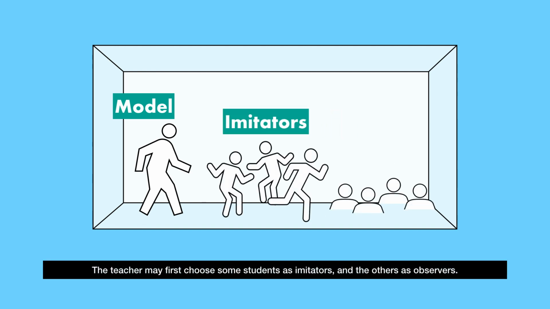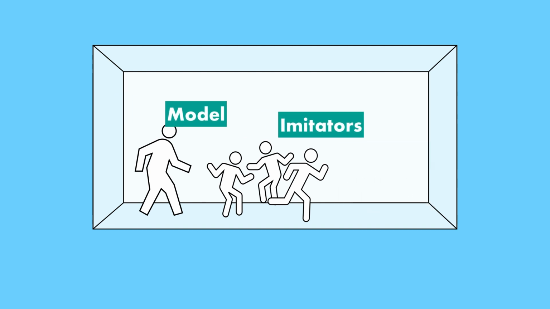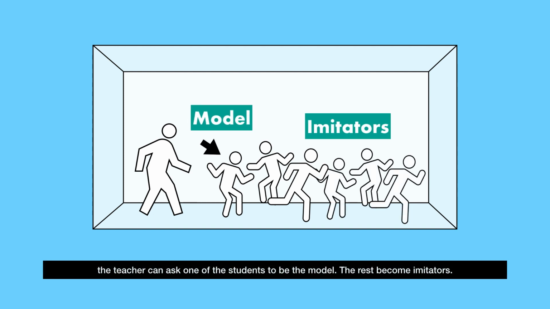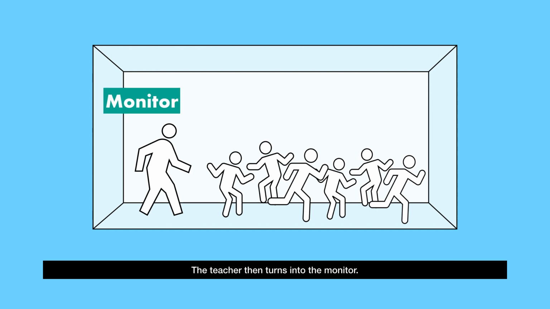The teacher may first choose some students as imitators and the others as observers. So those who are shy or a bit confused can learn or imitate through observing what their peers do first. When the observers show a good understanding of what's going on, the teachers can ask one of the students to be the model. The rest become imitators. The teacher then turns into the monitor.